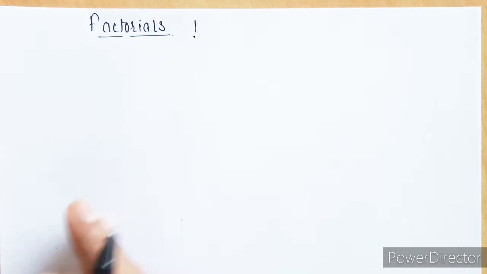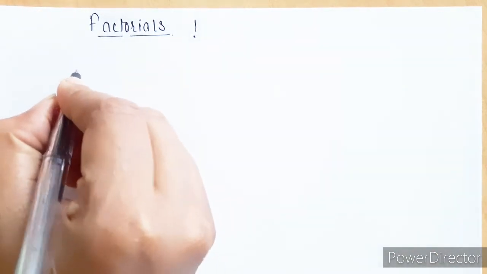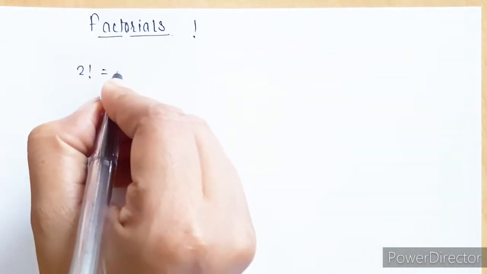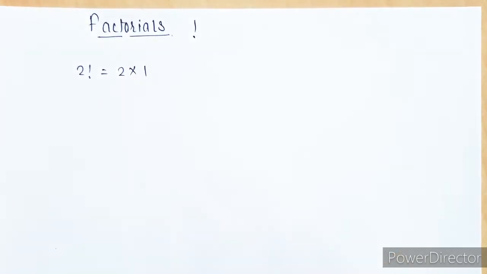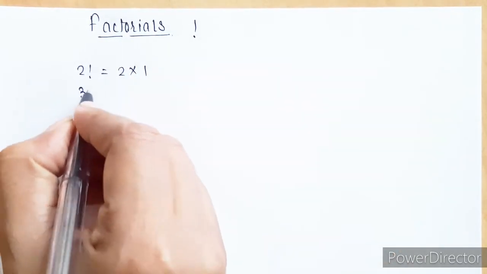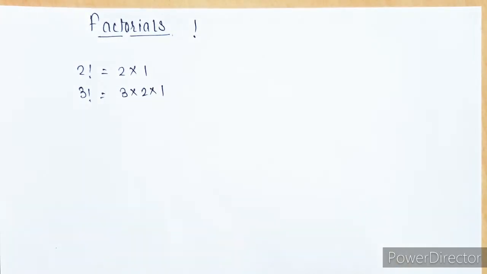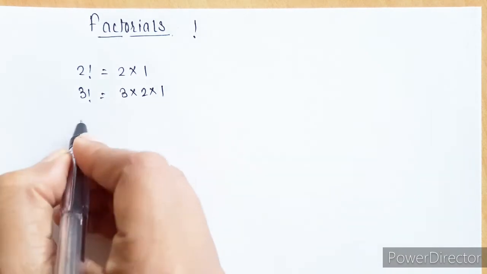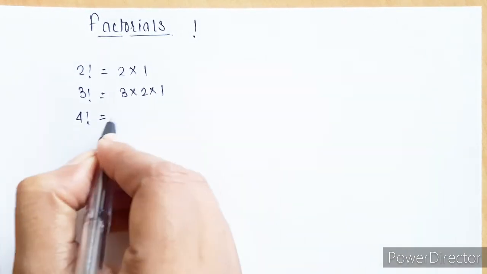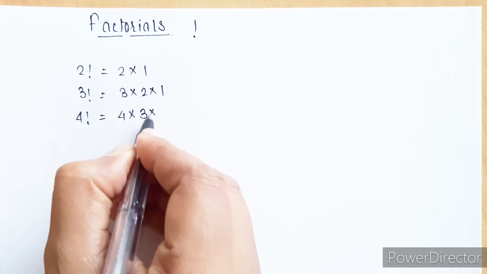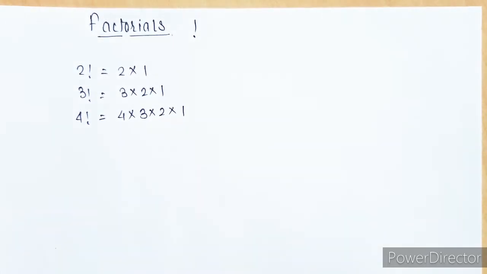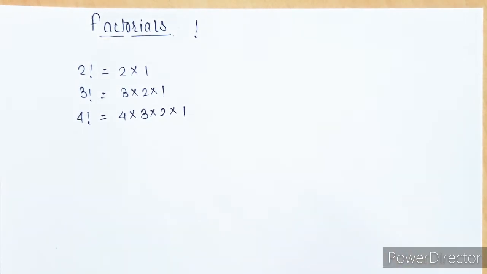Now if we need to find 2 factorial, 2 factorial is nothing but 2 into 1. Then 3 factorial is 3 into 2 into 1. So it is the multiplication of all the numbers lesser than the particular number. For example, 4 factorial will be 4, 3, 2 and 1. So factorial is nothing but the multiplication of all these natural numbers.